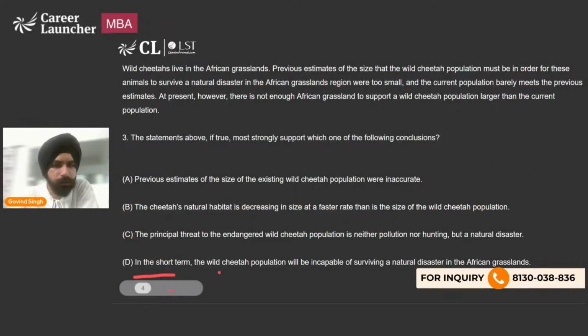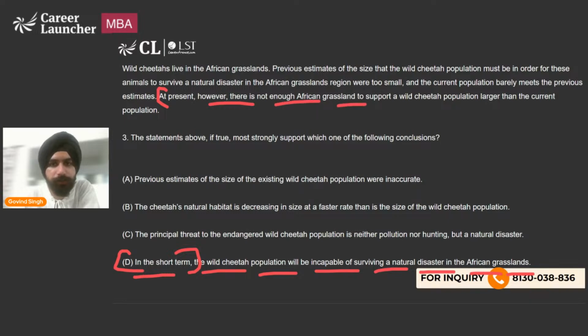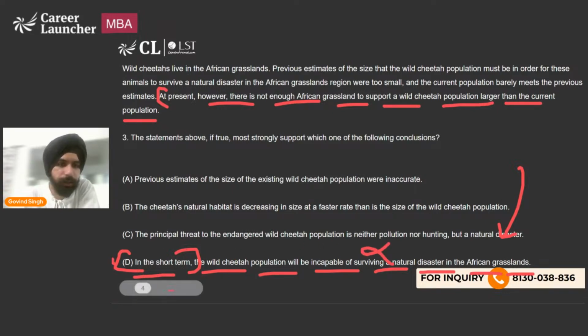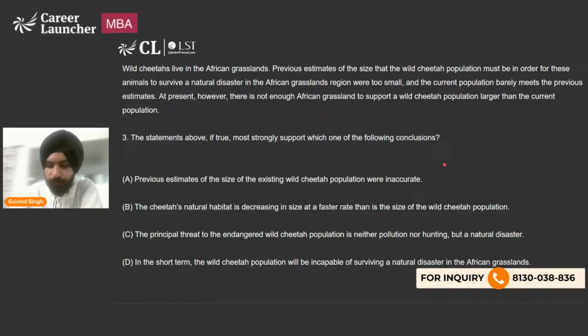D says in the short term, the wild cheetah population will be incapable of surviving a natural disaster in an African grassland. So what does that tell you? That tells you that they cannot survive a natural disaster in the African grassland as of now in the short term, which is in sync with the facts given to you that at present there is not enough grassland to support a wild cheetah population larger than the current population. So अगर अभी natural disaster आया, they would obviously not be able to survive it. So this becomes the right conclusion.